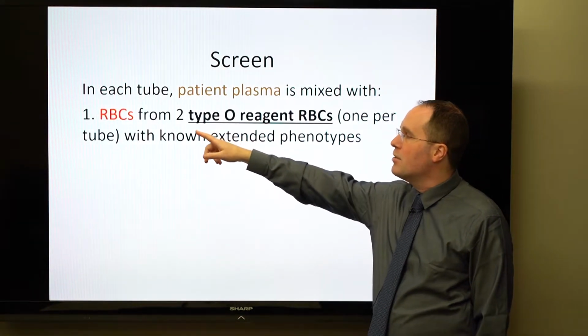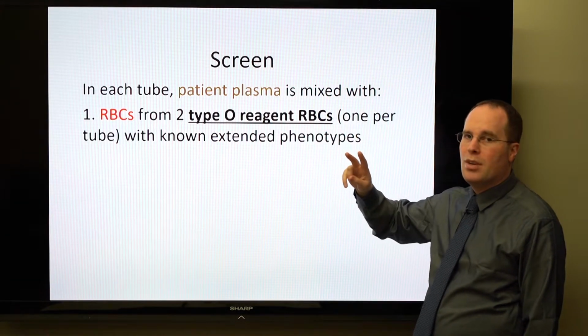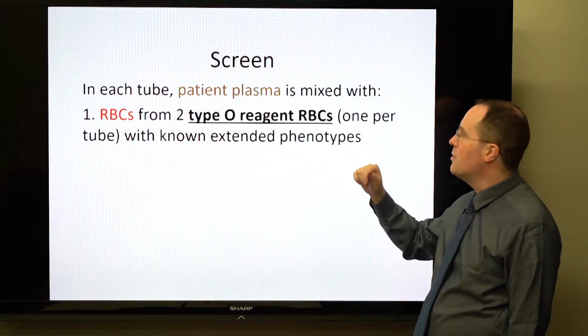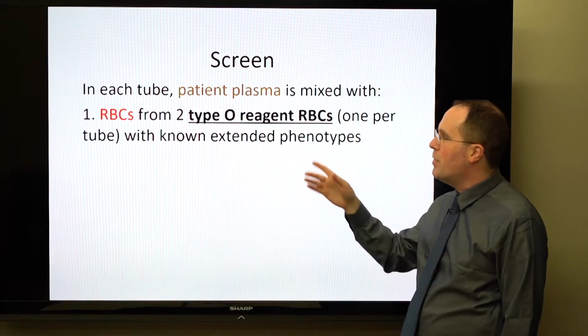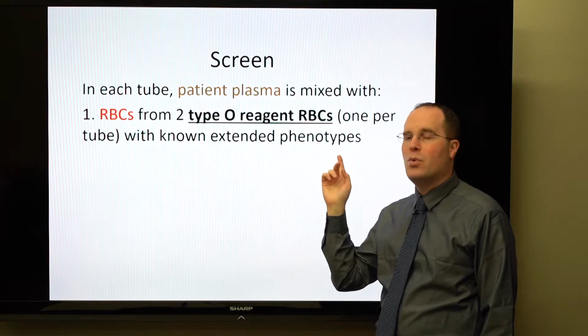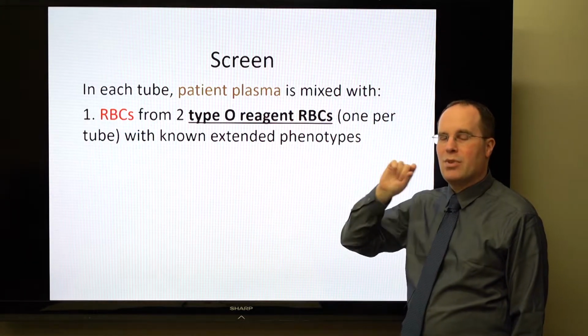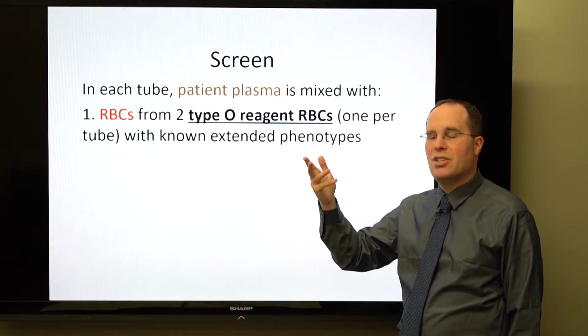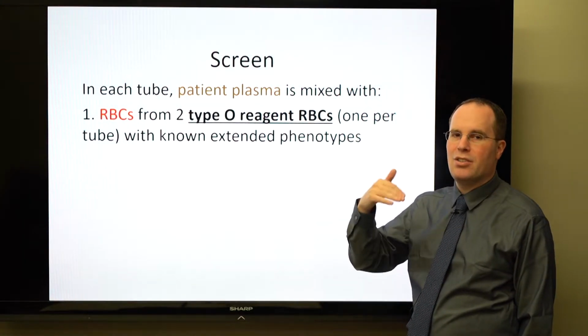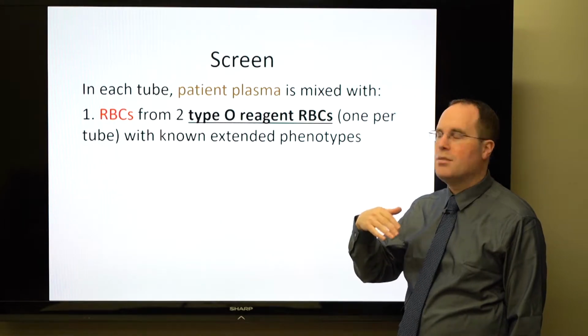So the known red cells are typically from 2 type O reagent red cells. And we have one of those per tube, and the key here is that we have known extended phenotypes, right? We know if these reagent red cells have, let's say, the D antigen or not, the big E antigen or not, the big K antigen or not.